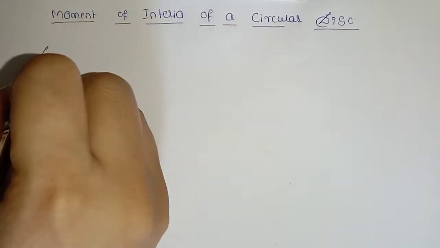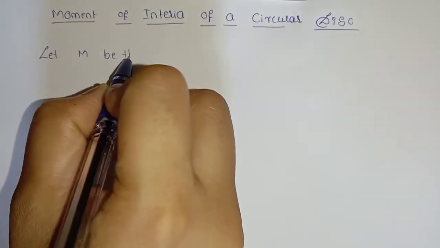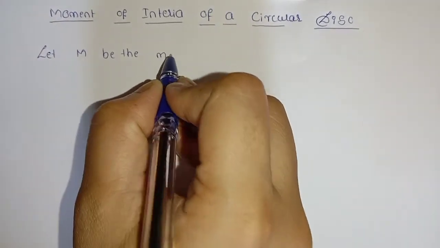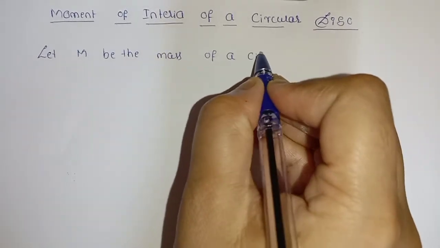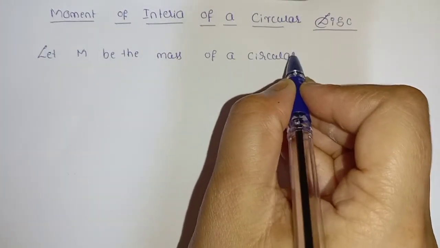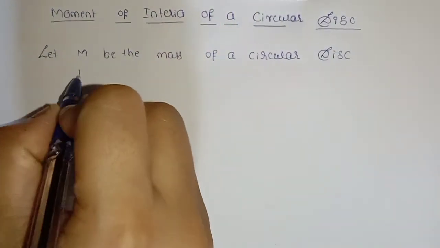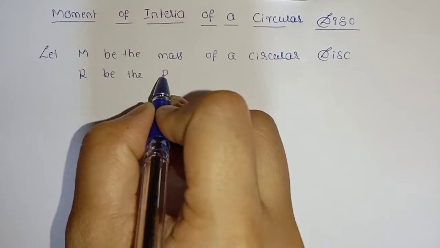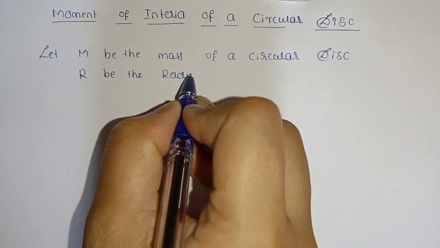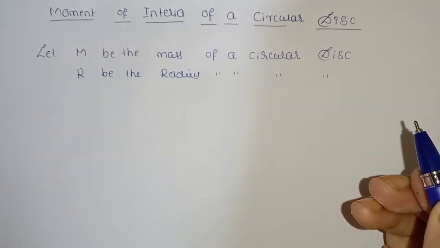Let capital M be the mass of a circular disc and capital R be the radius of the circular disc.